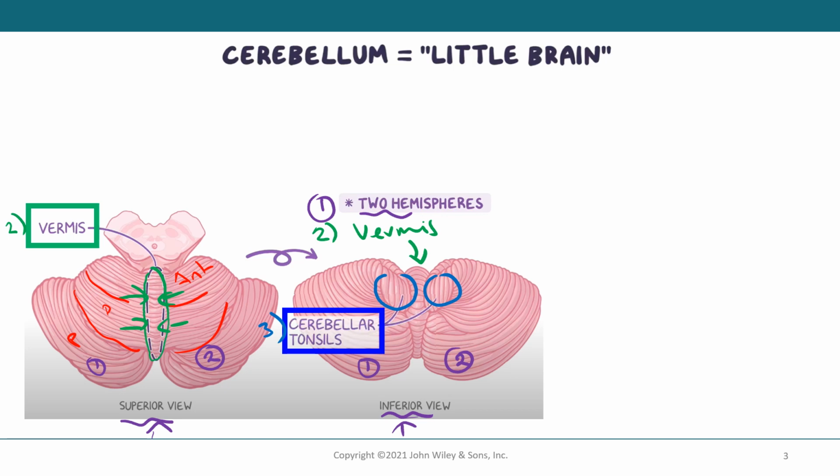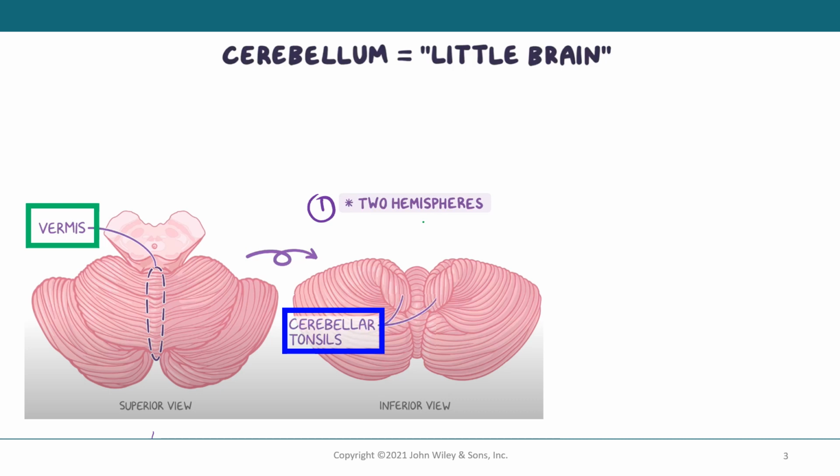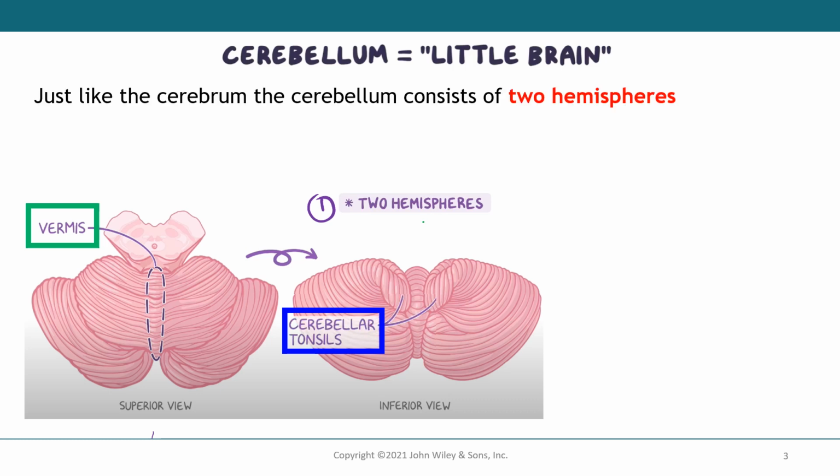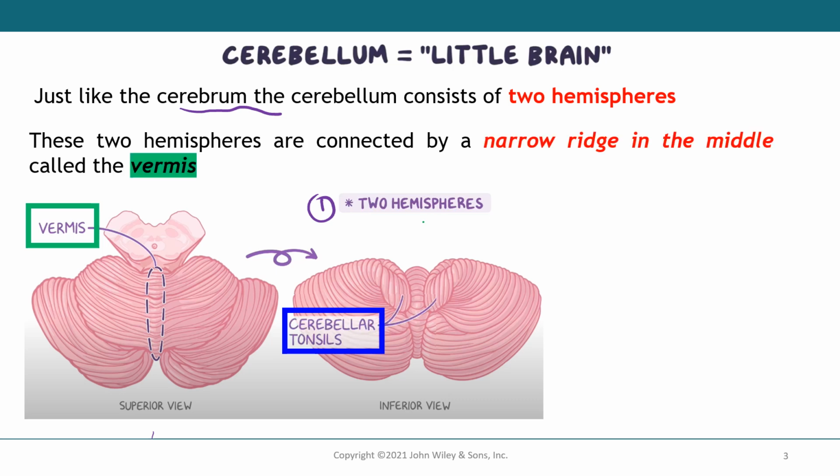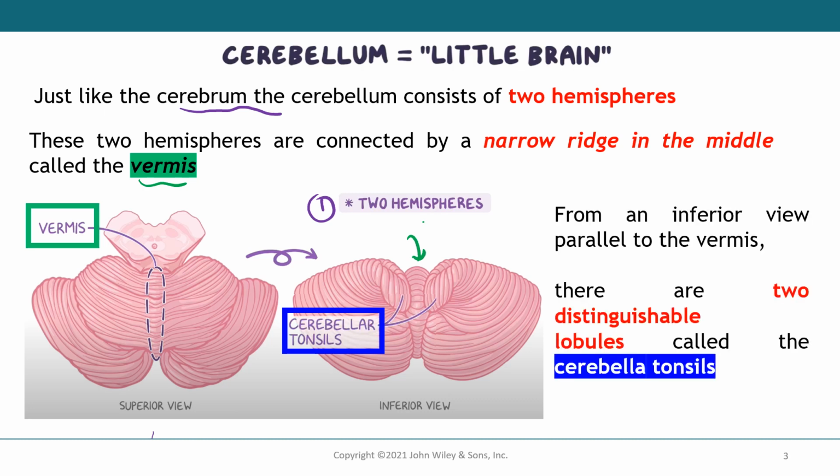But now I don't want to get into too much detail. I just want to remind you the three things that I explained here. So I told you that there are two hemispheres, similar to the cerebrum. I also told you that when we talk about the connection between those two, there's a structure called the vermis that can be seen on both sides. And finally, I told you that there is something called cerebellar tonsils that are two distinguishable lobules that are only seen from the inferior view.